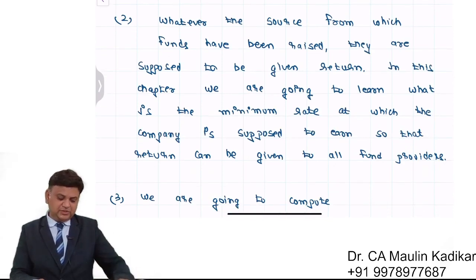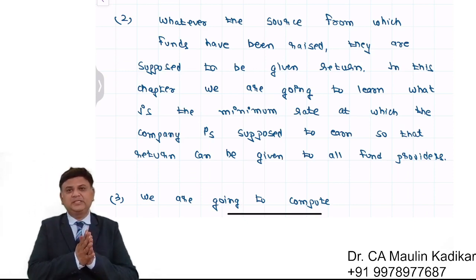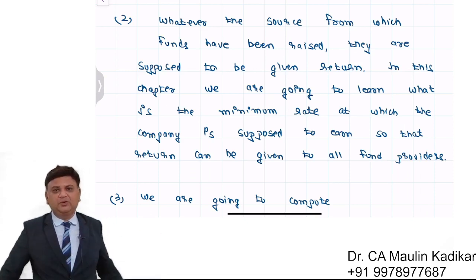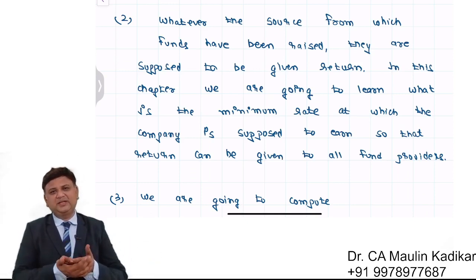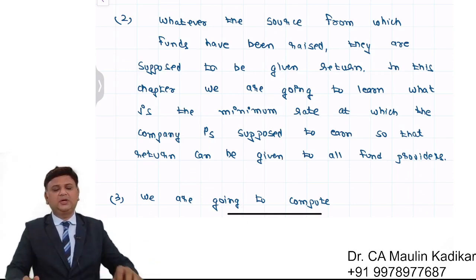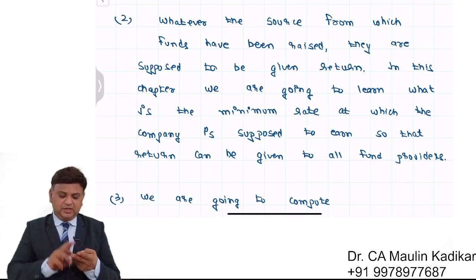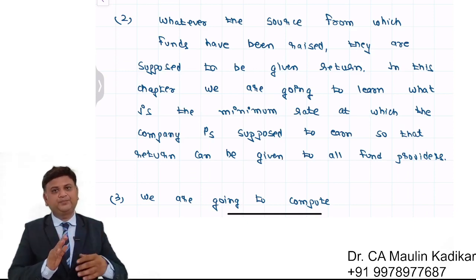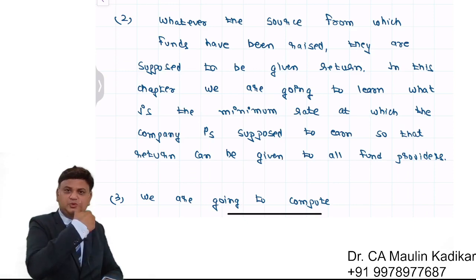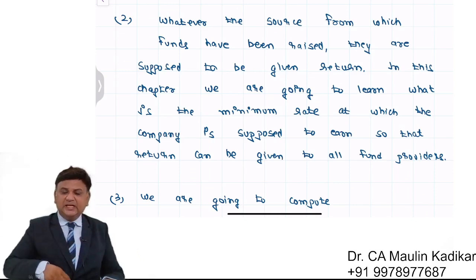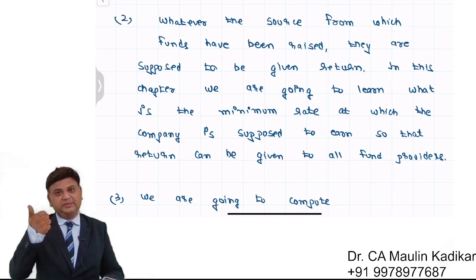Whatever the source from which the funds have been raised, they are supposed to be given a return. Basically, anybody investing with you is of course doing so for the purpose of getting a return. Nobody wants to make an investment just for charity. So debenture holders are supposed to be given interest, preference shareholders are supposed to be given preference dividend, equity shareholders are supposed to be given equity dividend, and so on. Whatever return you are supposed to give them is the minimum rate at which you have to earn from the business.